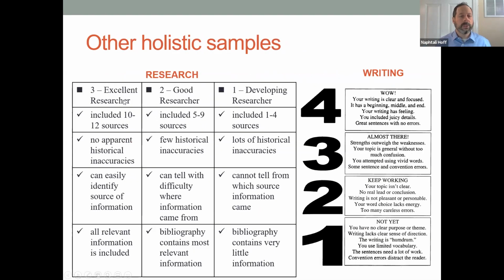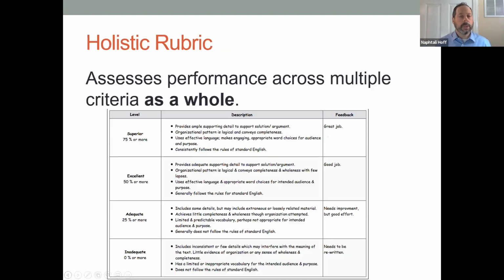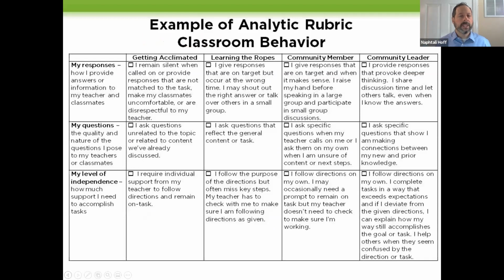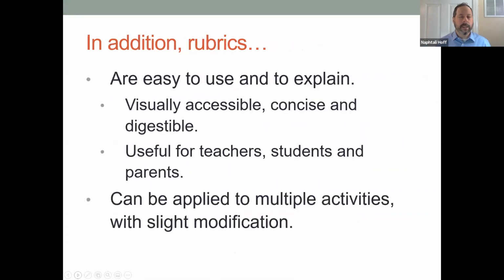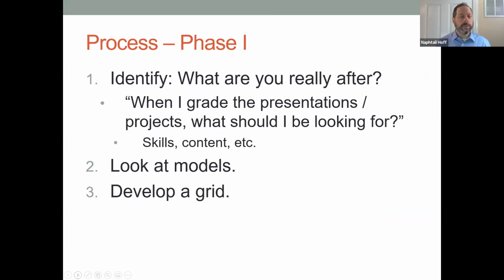Like for example, this research one, the higher one was on the left, and the writing one, the higher one's on the top, but those are holistic. Okay, let's go to this one. In this particular case, getting acclimated, which is the lowest score, is on the left side and the highest score is on the right side. I don't think it really matters so long as you're consistent. If you bounce back and forth, that might confuse your students.